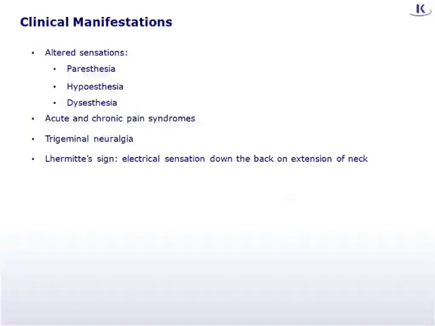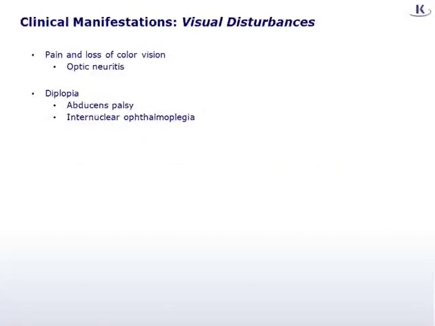These include paresthesia, like burning, tingling, or numbness, hypoesthesia, which is decreased sensation, dysesthesia, which is an unpleasant sensation due to common stimuli, acute and chronic pain syndromes, trigeminal neuralgia, and Lhermitte sign, which is an electrical sensation running down the back or an extension of the neck. Visual disturbances, which include pain and loss of color vision due to optic neuritis, as well as diplopia due to abducens palsy or internuclear ophthalmoplegia.